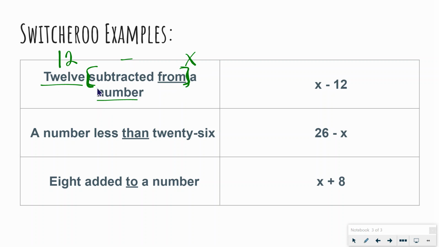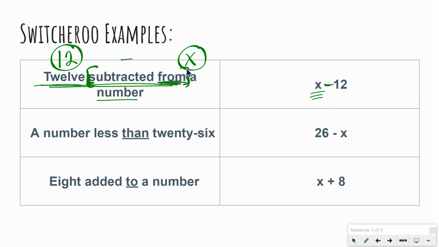If I take 12 subtracted from a number, it really means I'm starting out with a number and subtracting 12 from that. I have this amount and I'm taking 12 away from that number. I'm starting out with that and I take away 12 from that. Subtracted from really is going to flip the order of the two things on either side of it.